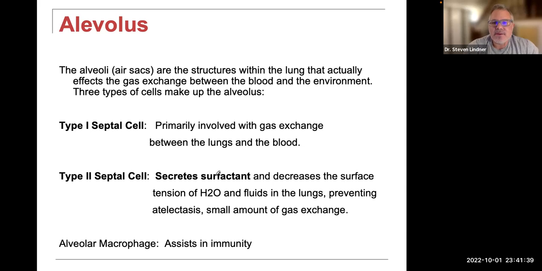Okay. And the third type, these are called alveolar macrophages. Those are involved in assisting with immunity of the lungs.